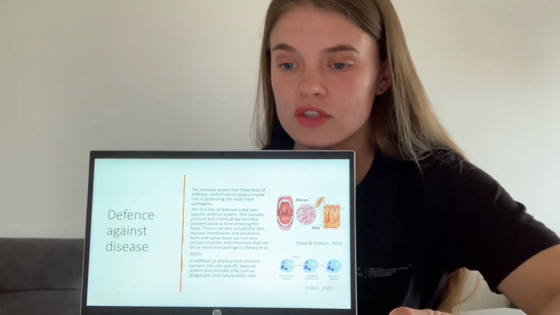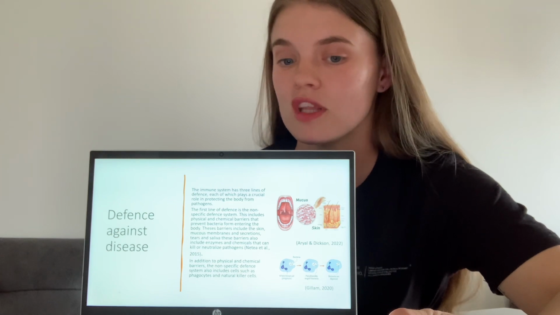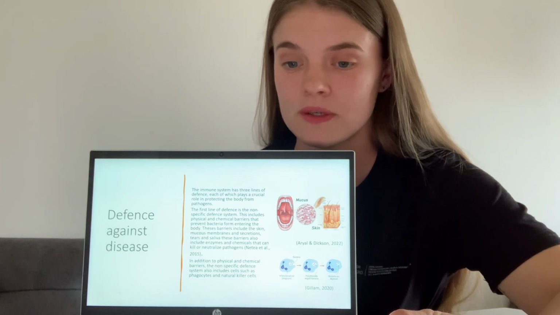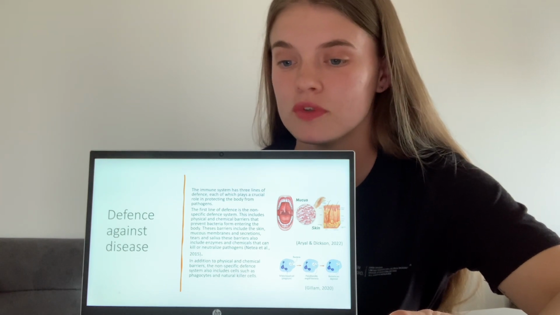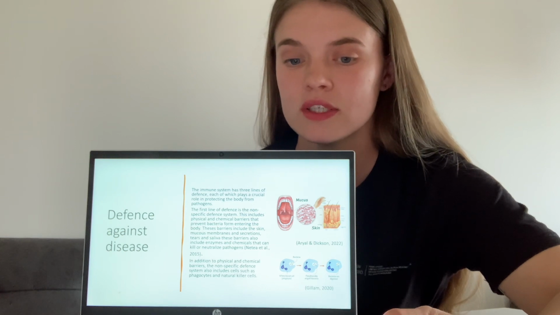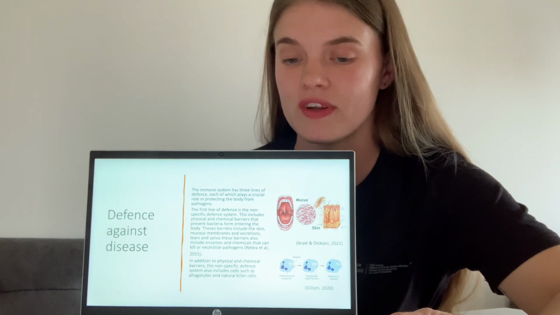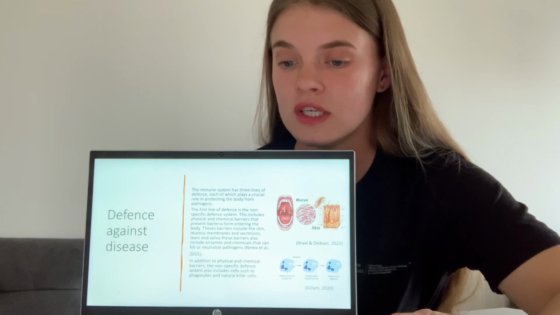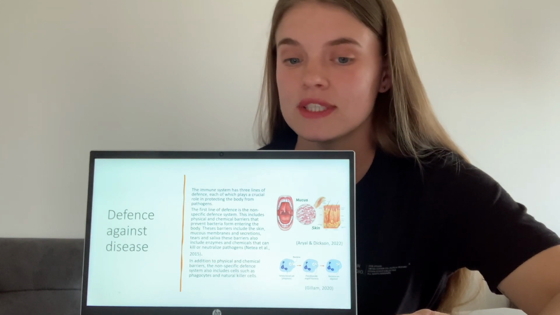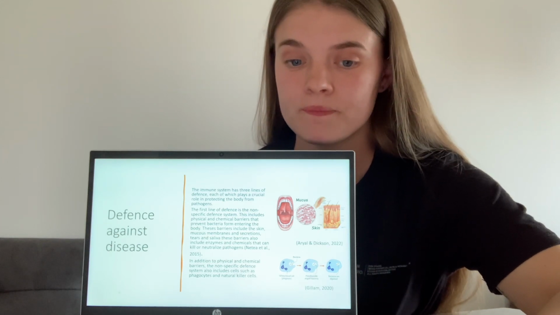The skin is the largest organ in the body and provides a physical barrier that prevents pathogens from entering the body. The mucous membranes line the respiratory, digestive, and urinary tracts to provide a physical barrier that prevents pathogens from entering the body. Secretions such as tears and saliva contain enzymes that destroy pathogens.